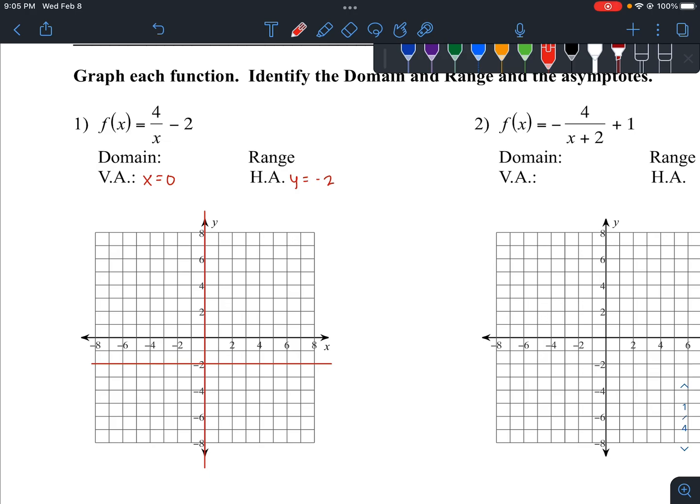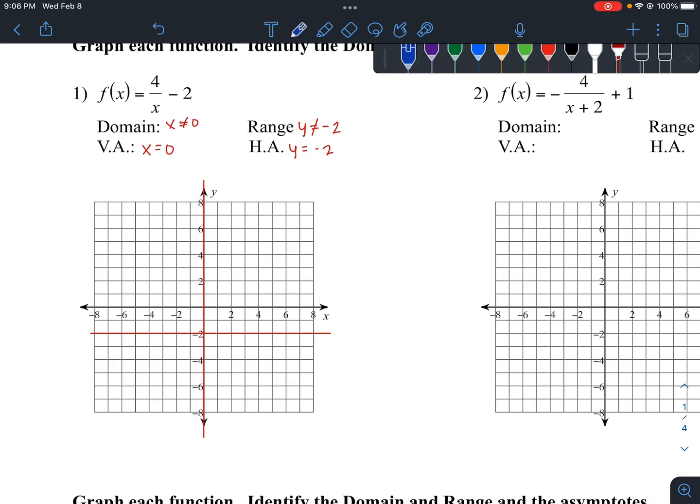Now, the domain is going to be everywhere except x cannot equal 0. So the domain of the function will span all values of x, but except 0, because that is where it's broken up by the asymptote. And the range, so my function will span all y values except at negative 2, because that is where the asymptote is. So for the range, we'll just say that y cannot equal negative 2.